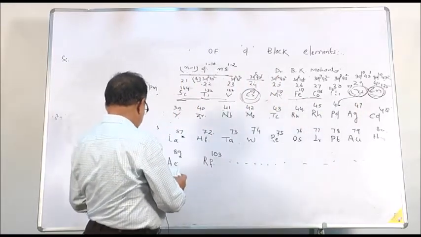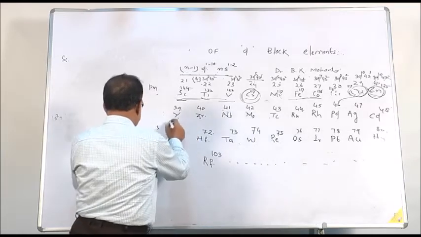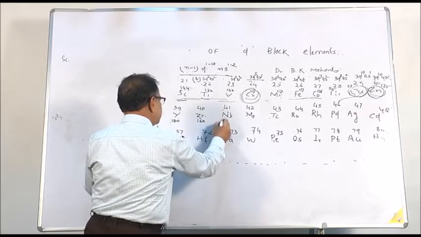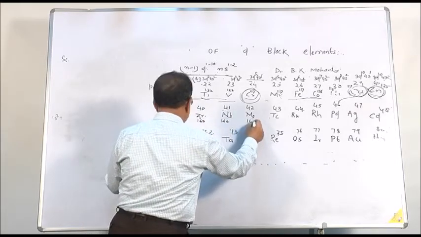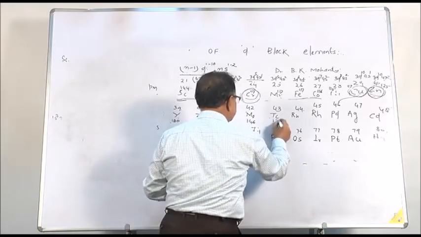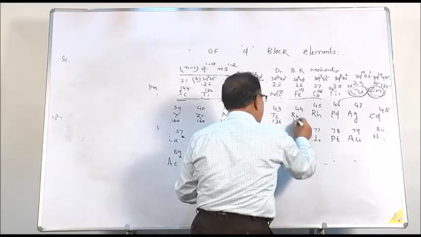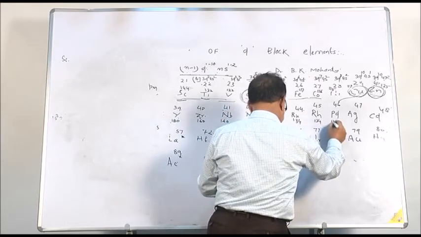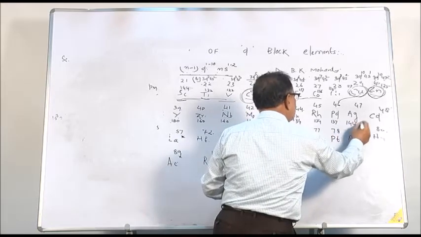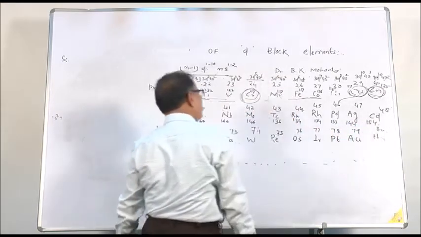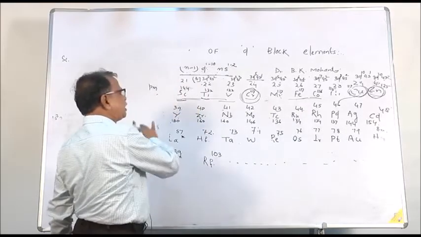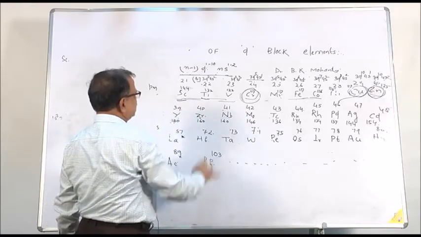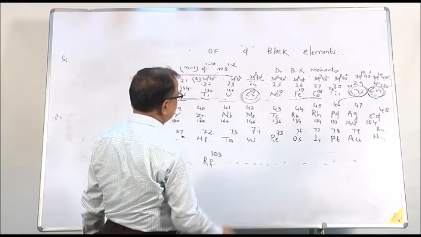Here also, for yttrium the size is 180, 160, 160, 146, 136, 134, 134, 137, 144, 154. In s block and p block elements, size gradually decreases, but here there is no gradual order. First the size decreases, then increases. That is why.